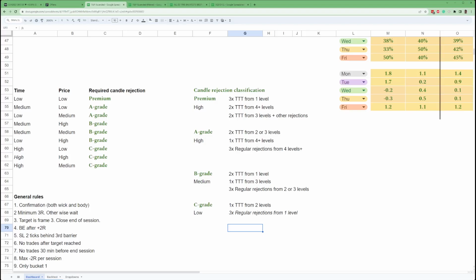Because when I marked all the entries that I took with just 1 to the tick, it had below a 10% win rate and was highly unprofitable. So I quickly deleted all those types of rejections, and then I concluded that the least you need is 1 time to the tick from at least 2 levels.